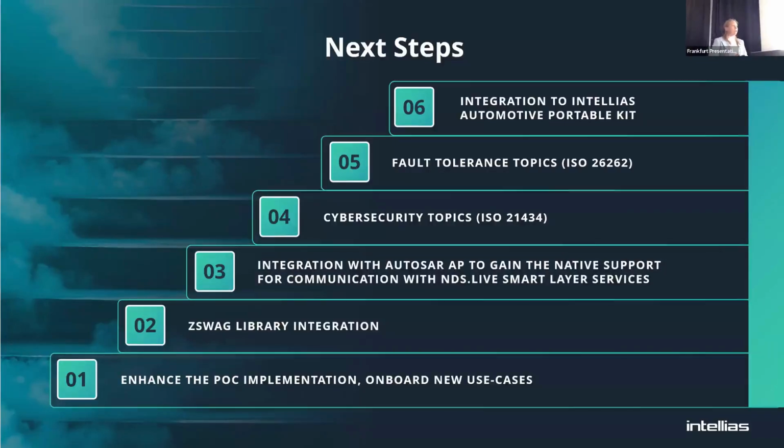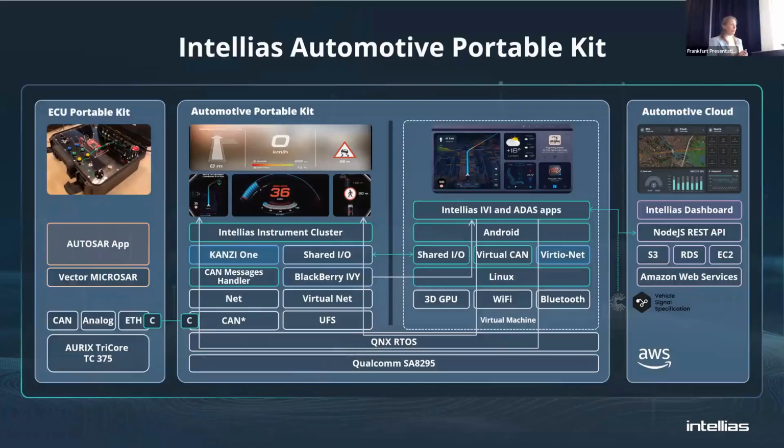Addressing also the fault tolerance topic. So for the speed limits, we can have some fallback scenarios like going to the region-wide speed limits or adding some confidence indicator to the value to make sure that the values received are reliable enough. And the last, most interesting for us, is the integration to the Intellias Automotive Portable Kit. On the next slide, I will show what this is.